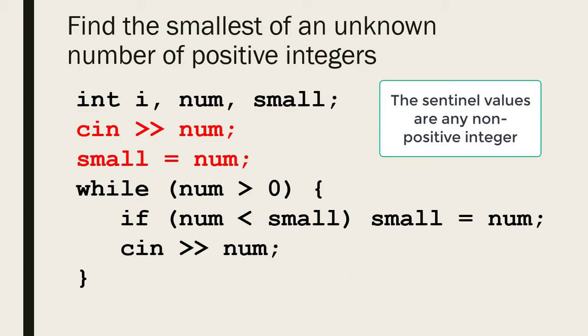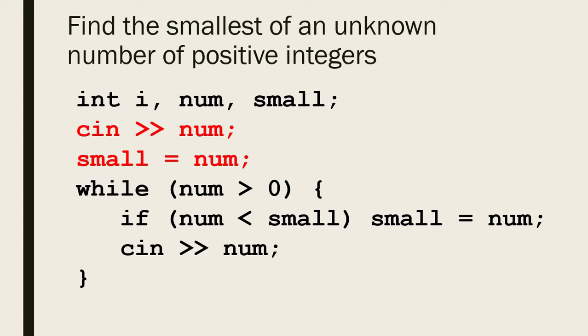As long as you're giving me data that's greater than 0, fine. We can process it. I'll check it out, see if the number is less than the smallest, and if it is, it becomes the smallest. And then I'll read the next one. So we process the data and then read the next, and then process the data and read the next, and so on.